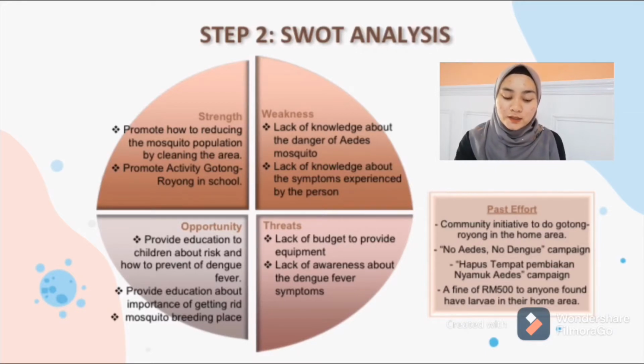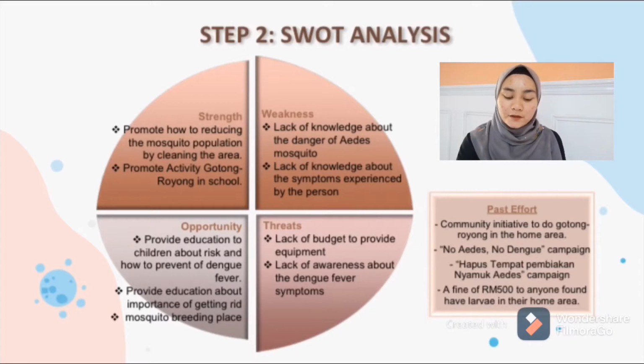For the opportunity, provide education to children at their level about the risk and how to prevent dengue fever. Next, encourage the community to be involved in activities like gotong royong. And for the third, lack of budget to provide equipment for spraying mosquito and insect disease and larval scent granules, and lack of awareness about dengue fever symptoms.